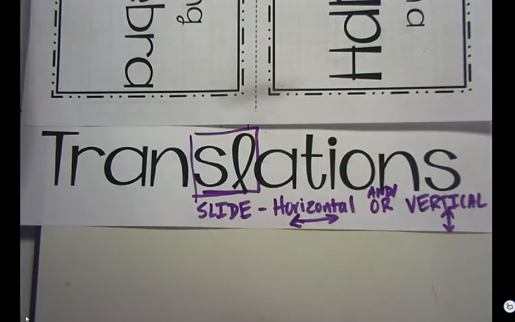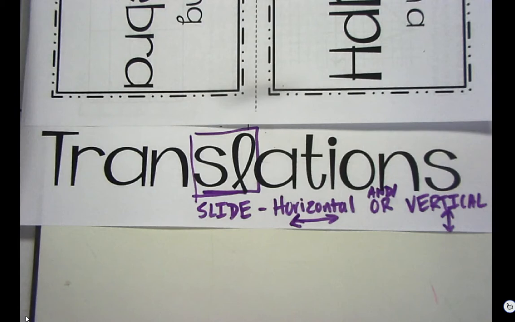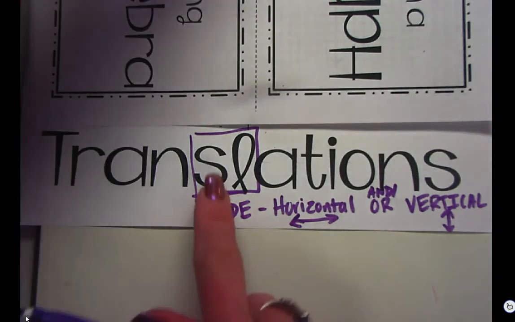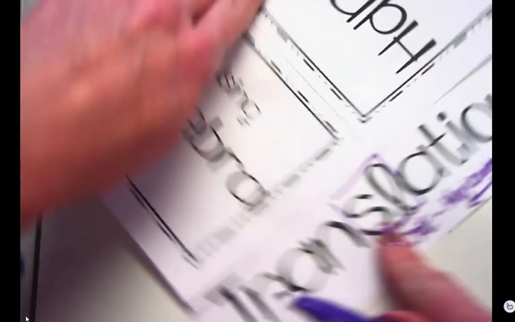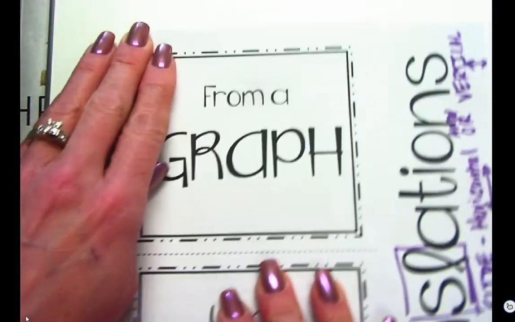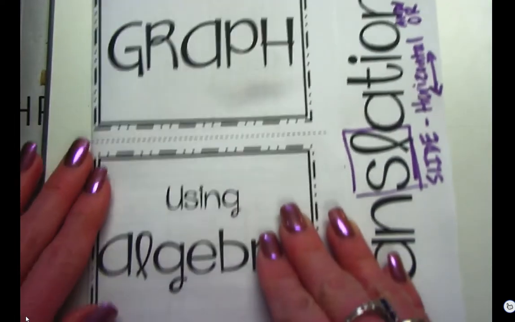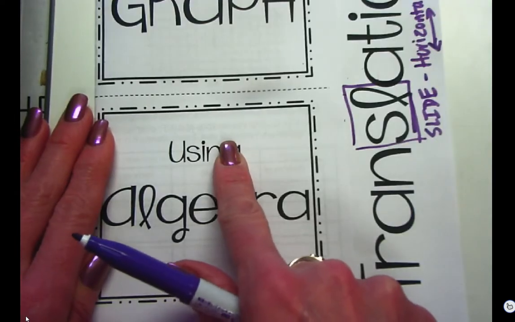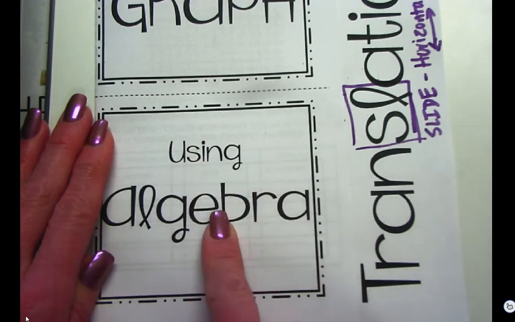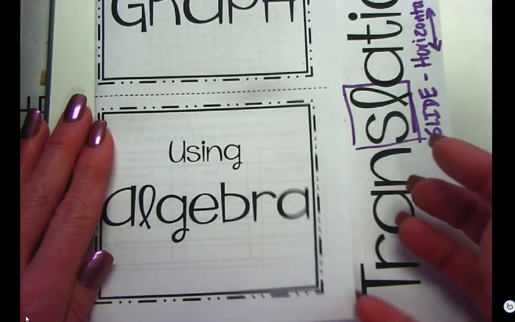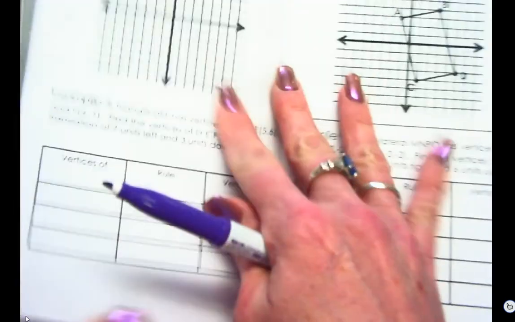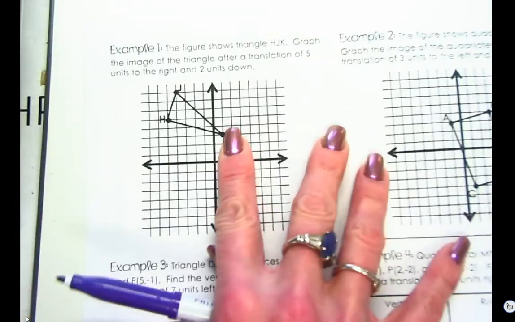So today what we're going to do is to learn how to translate shapes, quadrilaterals and triangles on the coordinate grid. So we're going to look first from a graph. So we're going to turn our foldable and look at an example on the graph. And then we're also going to look at how we can use changing X and changing Y, so using algebra to translate shapes on the grid. So let's start with our first example.